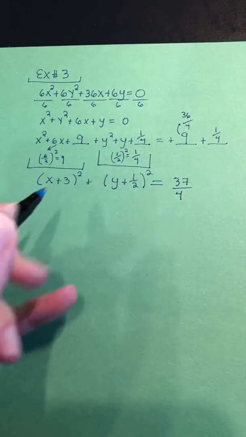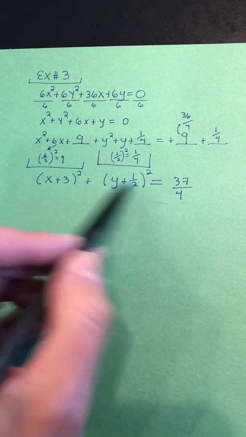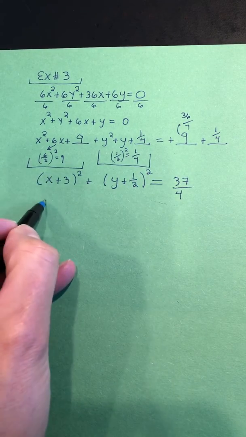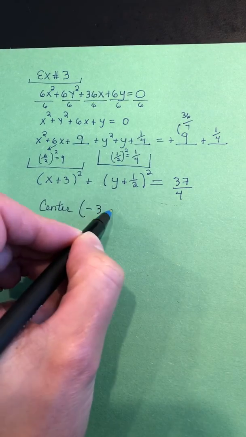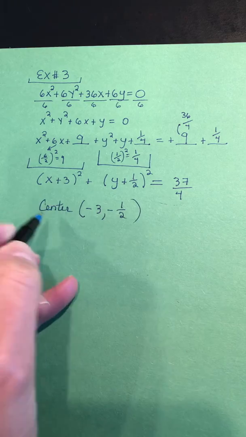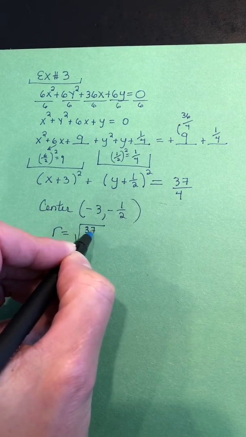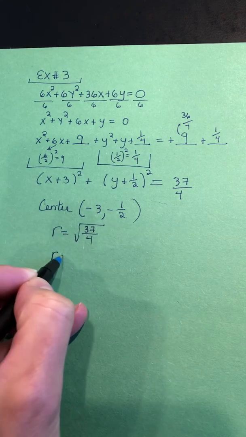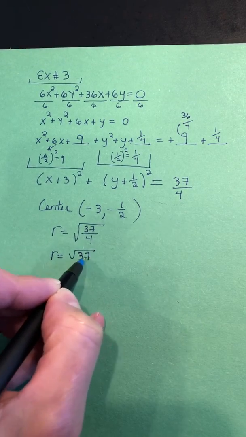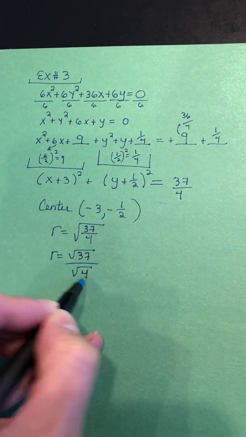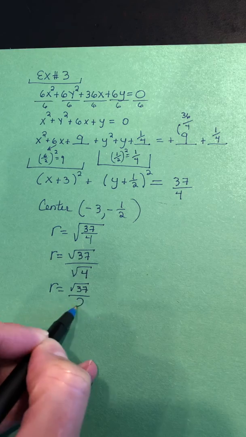Okay, so no calculators during this. We're going to use everything in simplest radical form or fractions. Now I can see that my center is going to be at -3, -1/2, and my radius is going to be the square root of 37/4. Remembering that when I take a square root of a fraction, I take the square root of the numerator, square root of denominator, which is the square root of 37/2.